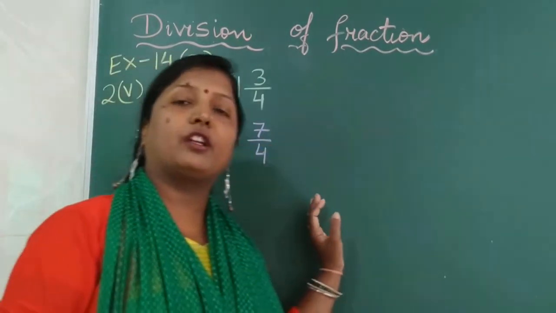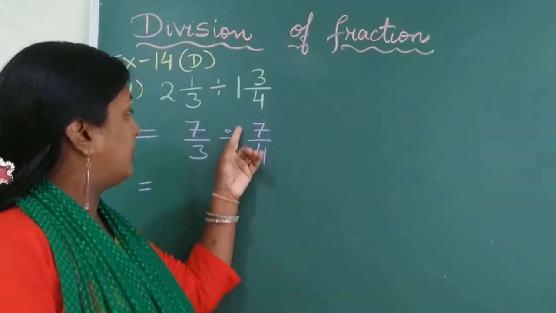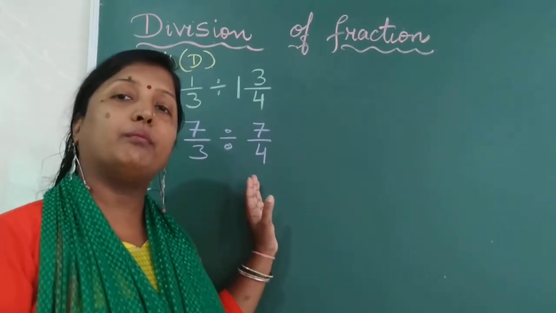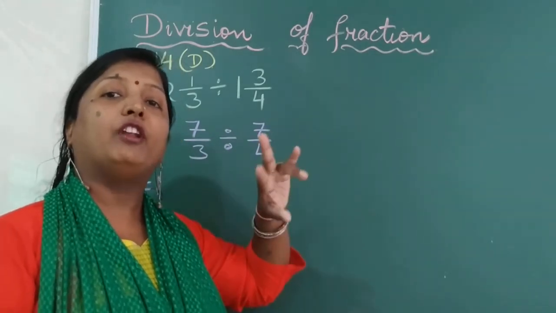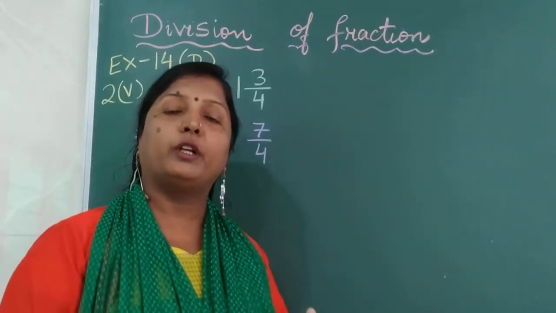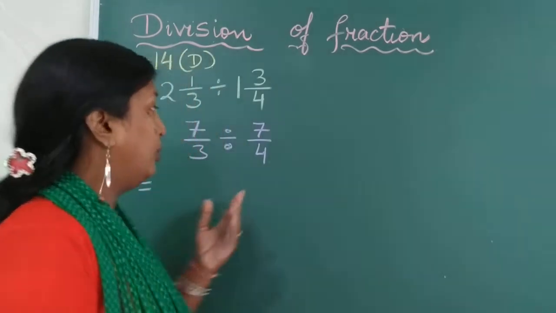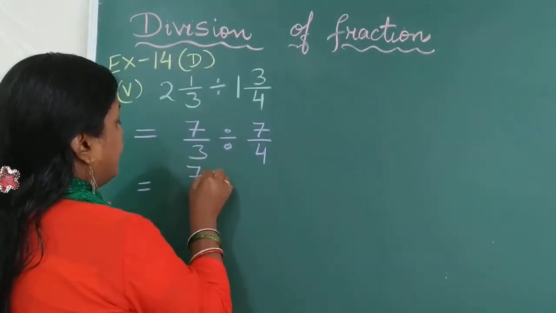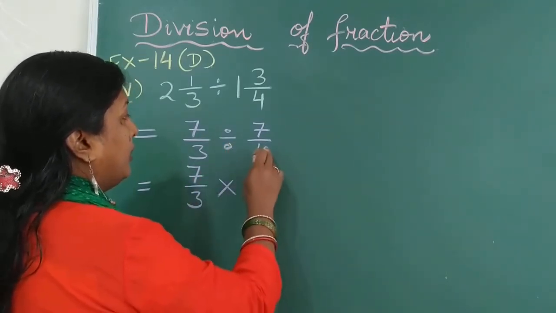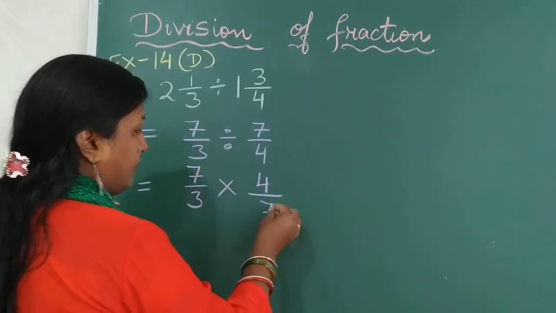Now in division, children, the rule says when you have to divide, you will convert the division sign to multiplication sign, and then whatever is the number after the division sign will be reciprocated. Reciprocated means you convert the numerator to denominator and the denominator to numerator. So let us see what we will be doing. 7 by 3, convert the division sign to multiplication. Now reciprocate means it becomes 4 by 7.